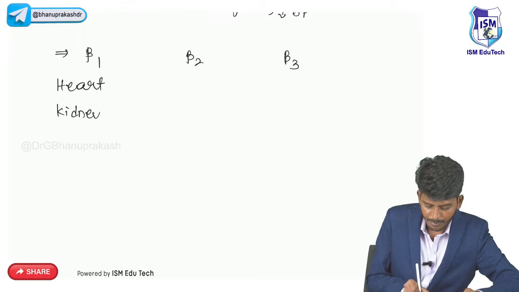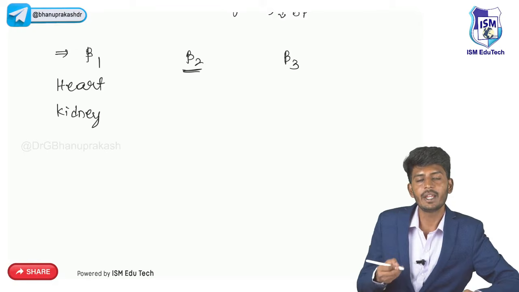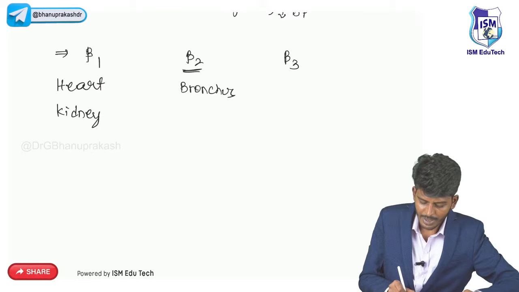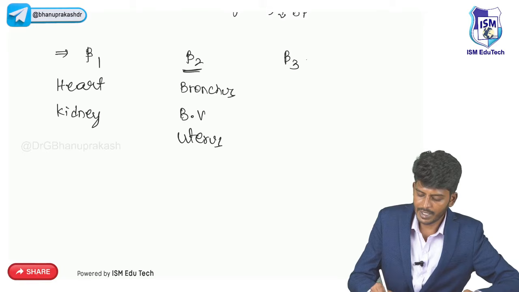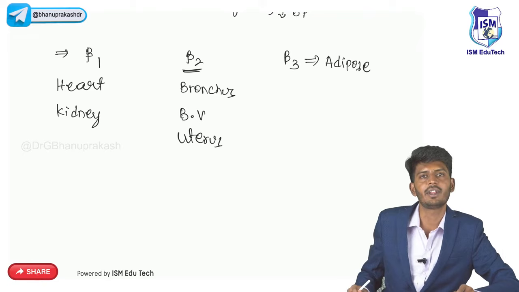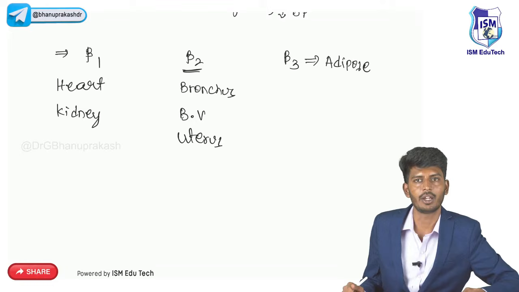Now, the next important one, beta 2 receptor. Beta 2 receptors are located in the bronchus, blood vessel and your uterus. And beta 3 receptors' major location is adipose tissue. Apart from that, there is evidence suggesting that they are in your bladder, that is why beta 3 drugs are used for hyperactive bladder.